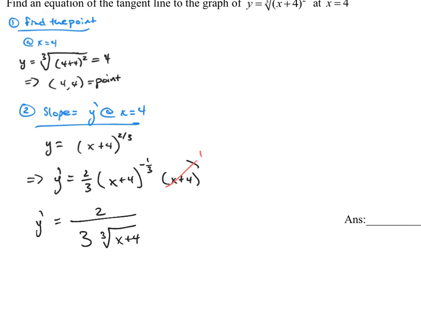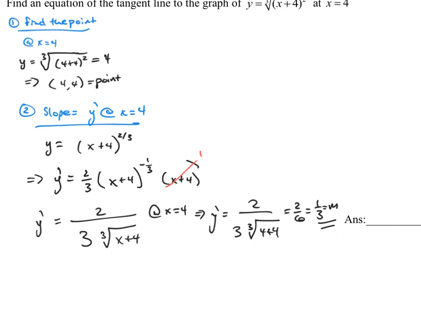But now we need to look at that at x equals 4. So what do we do? Plug it in. y prime would be equal to 2 over 3 times the cube root of 4 plus 4. Well, 4 plus 4 is 8. The cube root of 8 is 2. 2 times 3 is 6. So really what I'm looking at here is 2/6, which simplifies to 1/3. Again, if you're not comfortable with your arithmetic in your head like I am, use your calculator. You could have put all of this into your calculator.